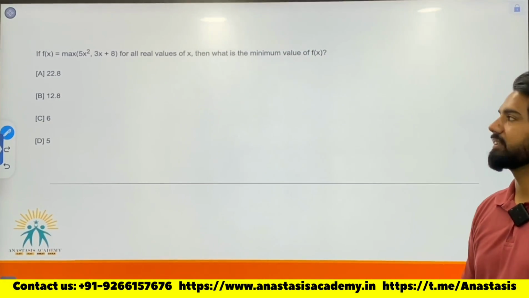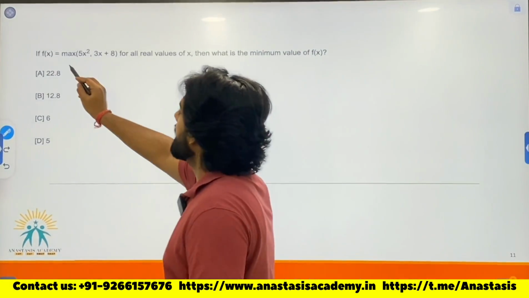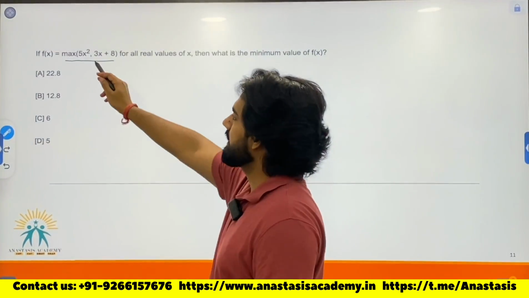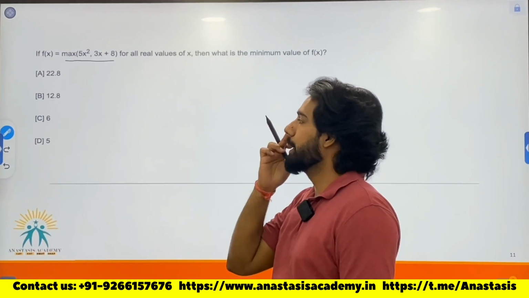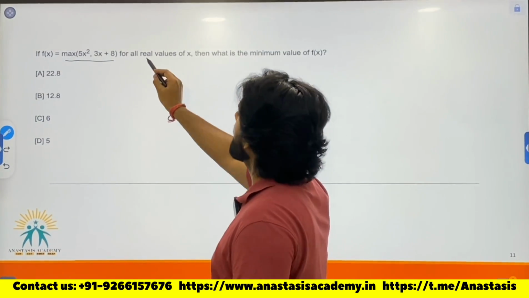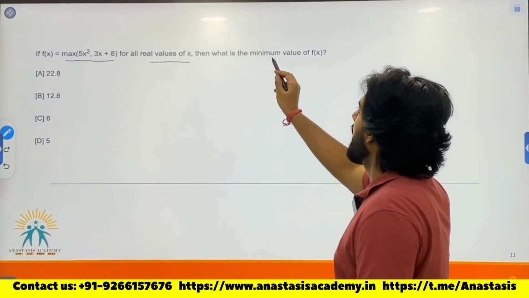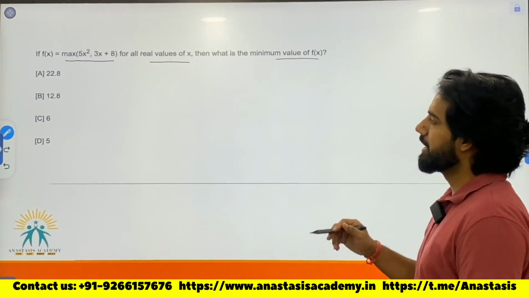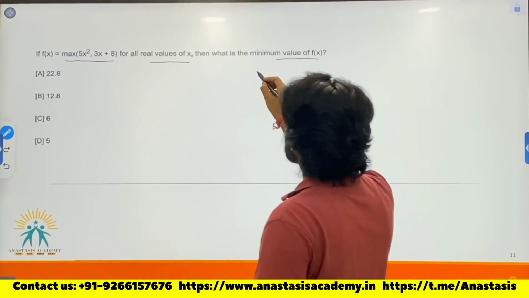Let's solve this question. If f of x is equal to the maximum of the two functions, 5x square or 3x plus 8, for all real values of x, then what is the minimum value of this function? So let's solve this question by plotting the graph of these two functions.